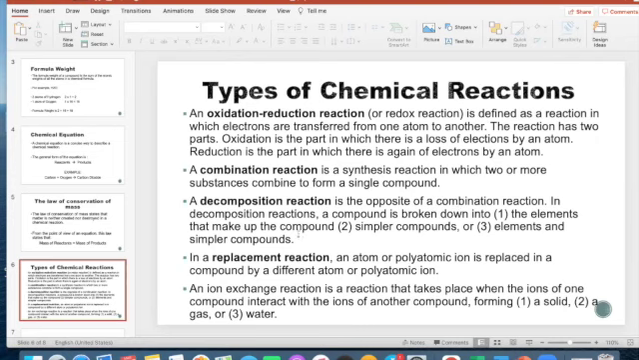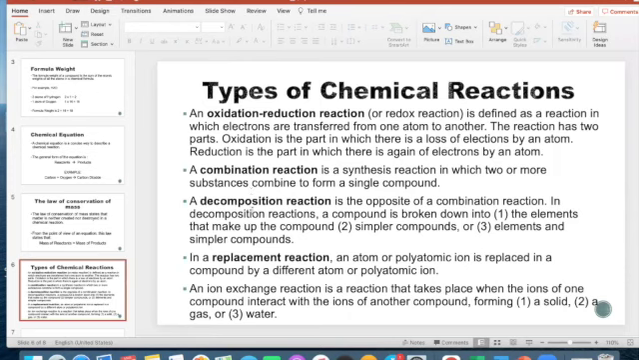The combination reaction, this is a synthesis reaction. So you have two or more substances that combine to form a single compound. The decomposition reaction, it's the opposite of the combination reaction, right? So the compound is broken down into one of three things. It can be broken down into the elements that made up the compound, or simpler compounds, or elements and simpler compounds. It can be a bit of both. Okay, so to decompose just means to break down.